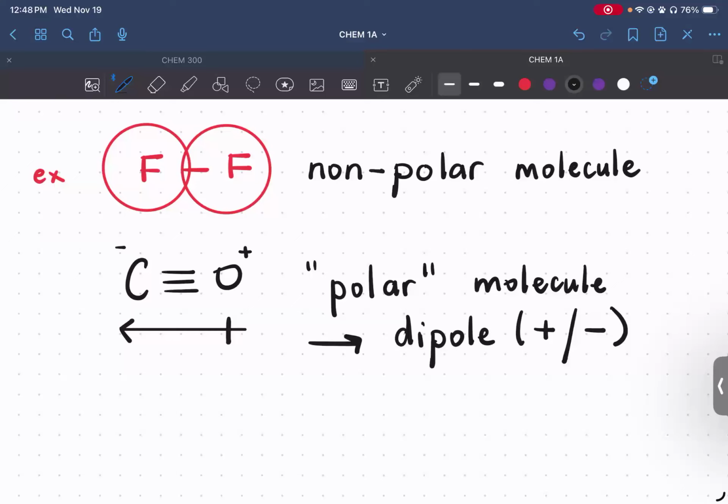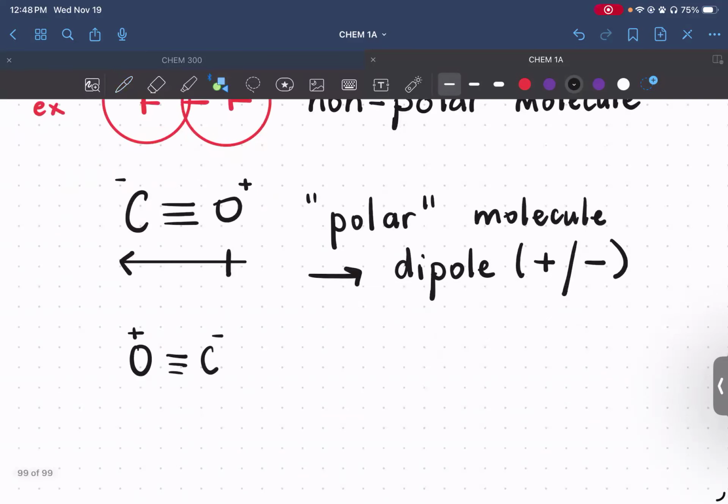Recognize, of course, that the direction you draw the molecule also affects the arrow. If, for example, I had written the carbon monoxide like so, the arrow would be pointing to the right with that plus sign right under the oxygen. It still tells us the same thing. The presence of the arrow confirms there is a polar molecule, and we can tell from the drawing which side is positive, which side is negative.